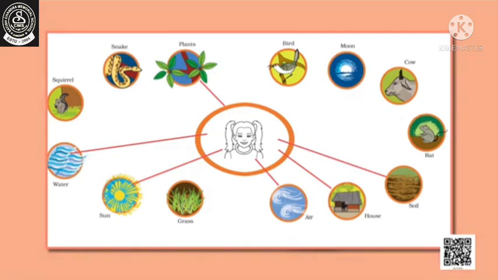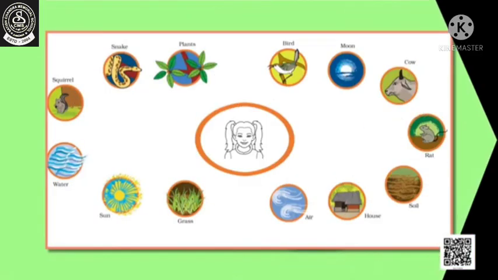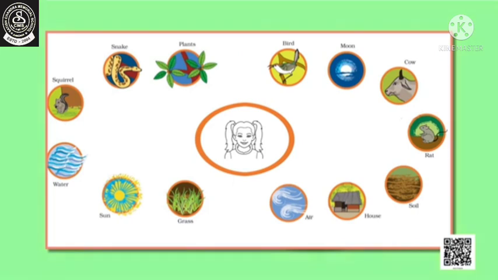So these are some of the important things that I feel are very much important to lead our life. So we have joined with air, water, plants, sun, house, and soil. Just think what other things can we join to the house? Think what is a house made up of?